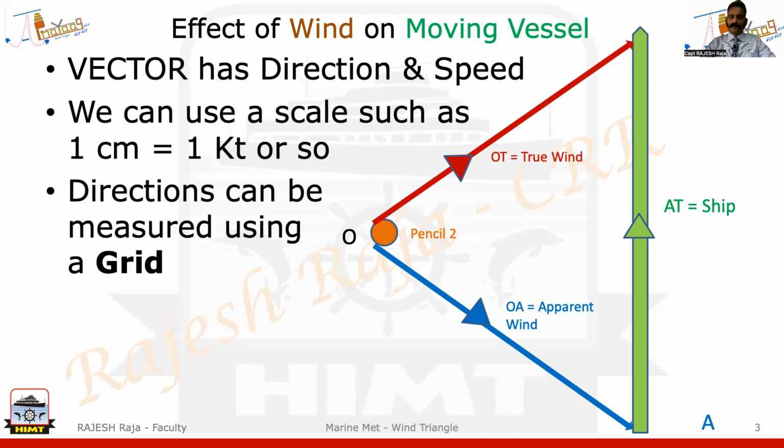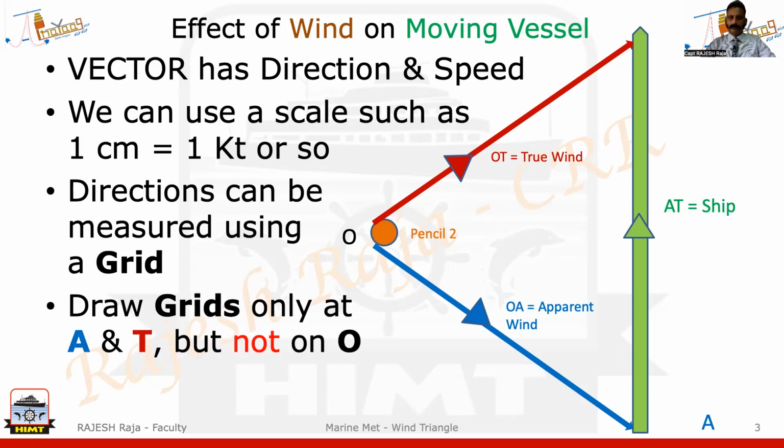Now, for your calculation on your sheet for your exam, I need to draw grids. Grid for measurement of the directions is very important. I'm going to show you the grids, but the big word of caution is the grid should not be drawn at all the three places. It should be drawn only at two places, which are your Alpha and Tango. So I'm going to show you grid number 1, Alpha. Grid number 2 is the Tango. Never draw grid on Oscar.